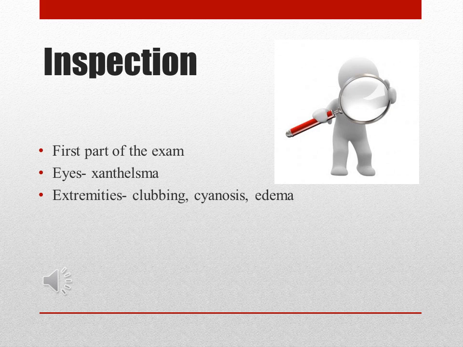Clubbing indicates poor oxygen perfusion to distal tissues. Cyanosis is the bluish color in the extremities, which also indicates poor oxygen delivery to tissues. Edema is tissue swelling associated with decreased cardiac function.